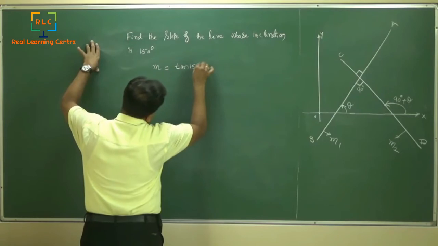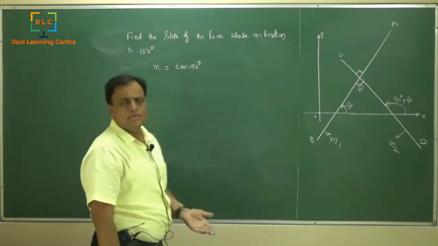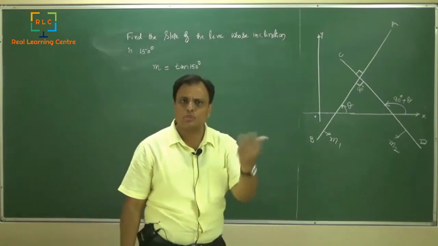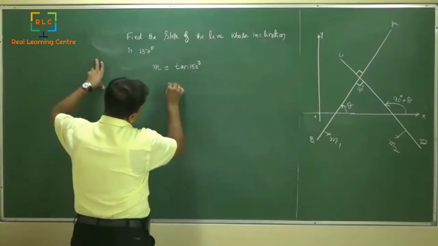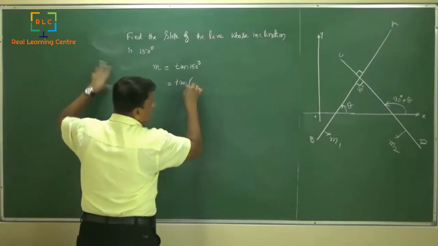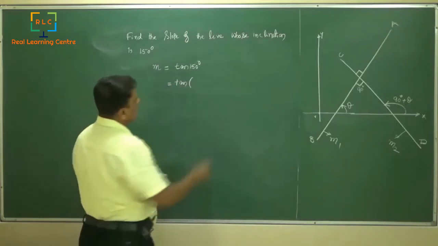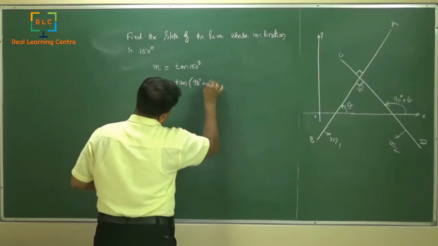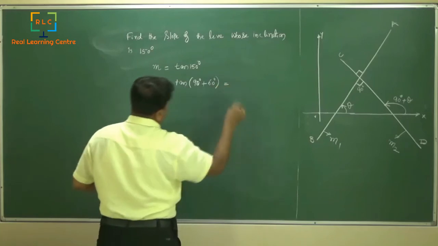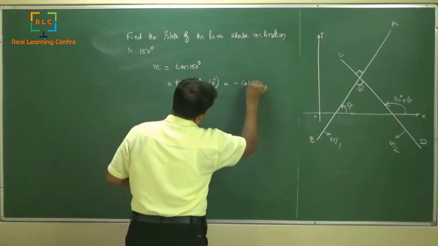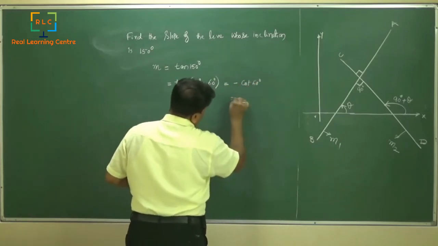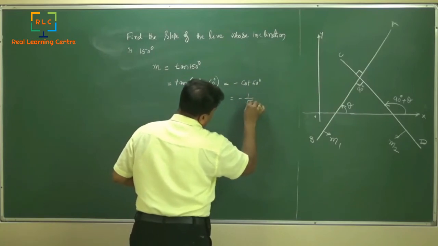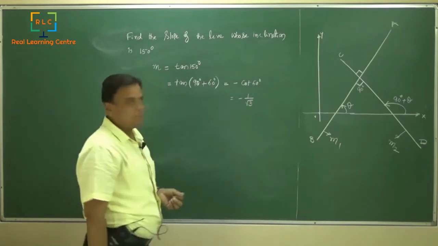As we know the definition of slope, if you know the inclination, put directly tan of inclination, which gives the slope. So tan 150, and as usual you can go for 90 plus 60. That will be minus cot 60, which is minus 1 by root 3.